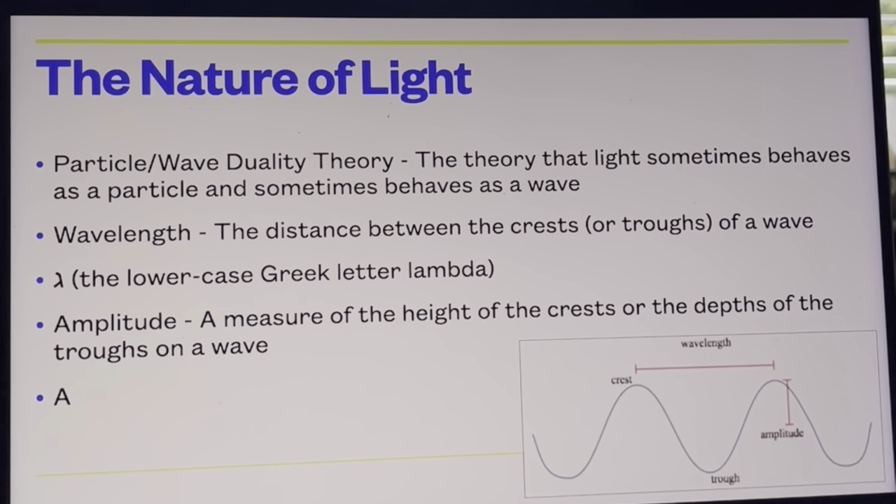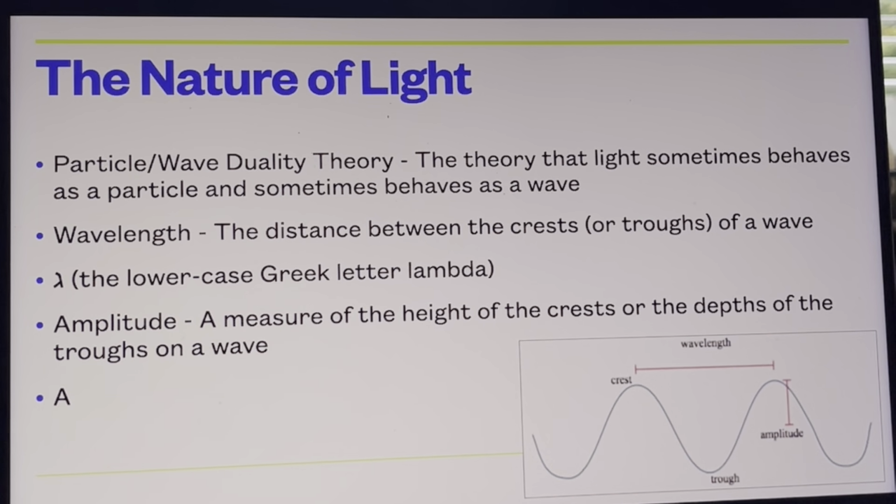The situation that light is in determines whether it will behave as a particle or a wave. Scientists call this theory the particle-wave duality theory, and it is used frequently in describing light. Particle-wave duality theory is the theory that light sometimes behaves as a particle and sometimes behaves like a wave.